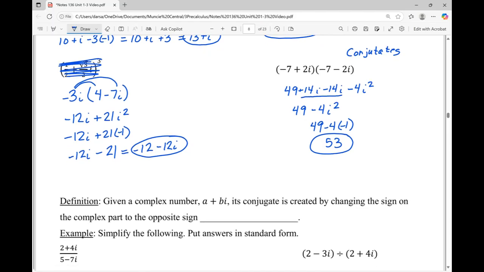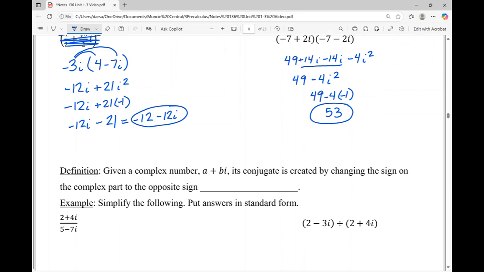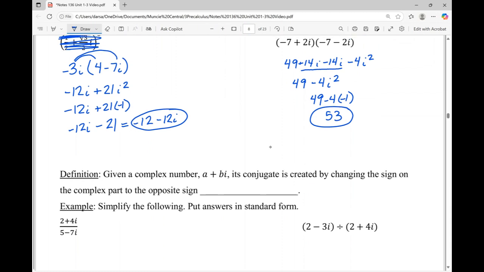So if you're given a complex number like 7 plus 2i, or like, I don't know, 8 minus 3i, what is the conjugate of that number? Well, just change the sign on the imaginary part, or that middle sign. So the conjugate of 8 minus 3i is 8 plus 3i.